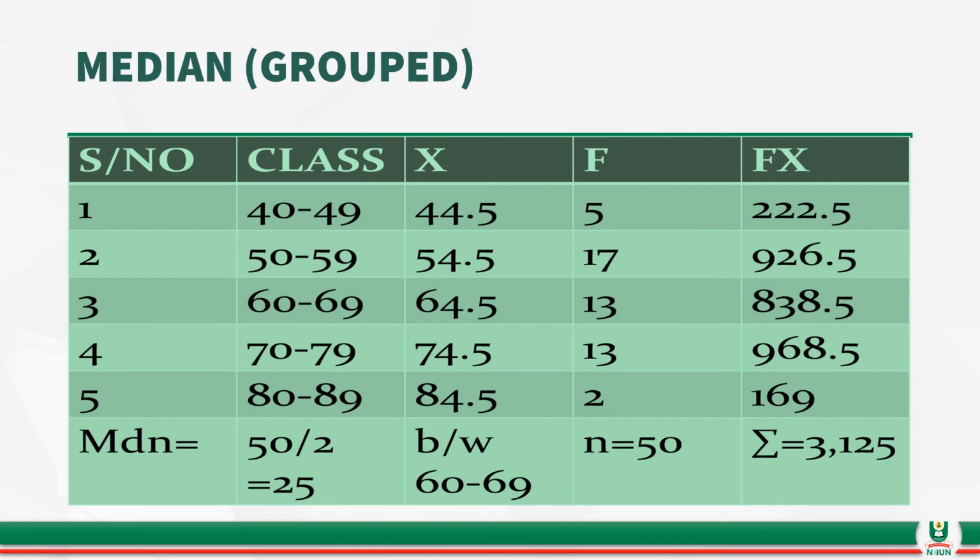And if you accumulate the frequencies, 5 plus 17 and so on, you'll find that 25 falls in the class 60 to 69, at the frequency 13. That is where the 25 is, and that is the median. So the median is in the class with center 65, between 60 and 69. Class interval 60 to 69 is where the median falls.